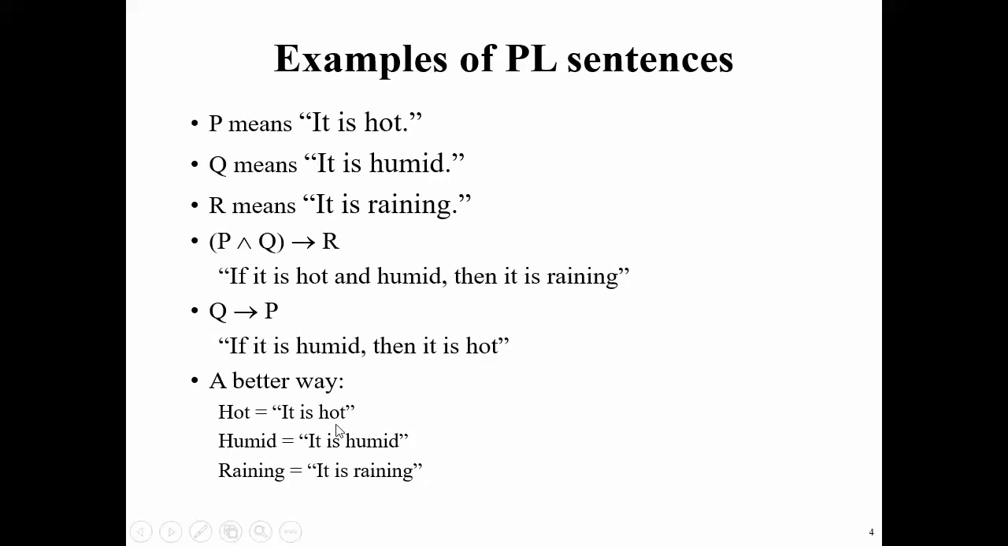So here hot is it is hot, humid is it is humid, raining is it is raining. These are some of the predicates which will be useful in designing our propositional logic. I think it's clear for you people. I can move to the next example. What are this and implies are? These are all logical connectives used in propositional logic.